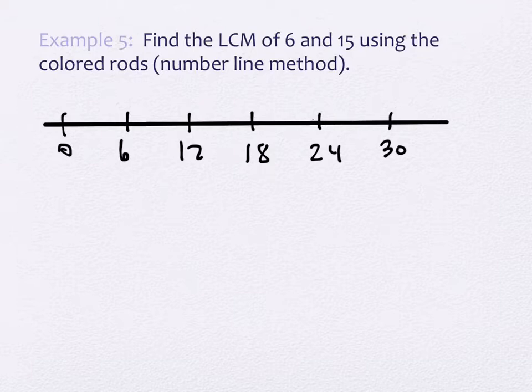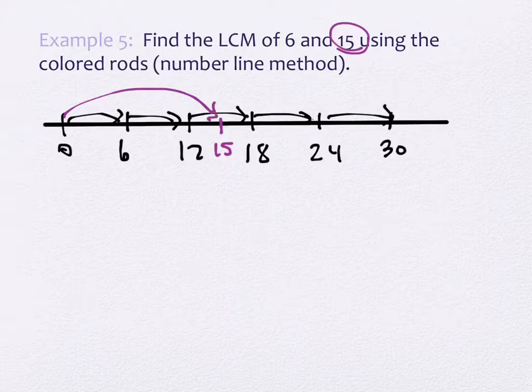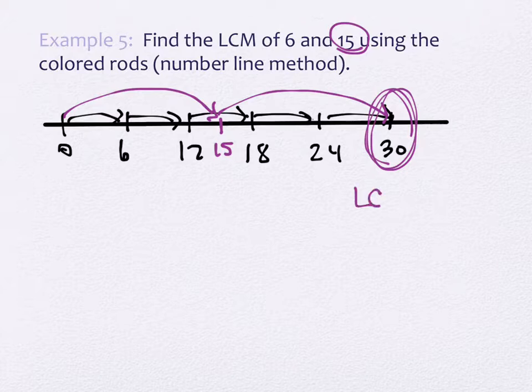So the idea is that you're sort of skip counting by 6s, right, along your number line. And then the other value was 15, and so if you skip count by 15s, the first place you'd be stopping is at 15, which is right here. But then after you stop at 15, where do you stop? 30. So this right here would be our least common multiple.